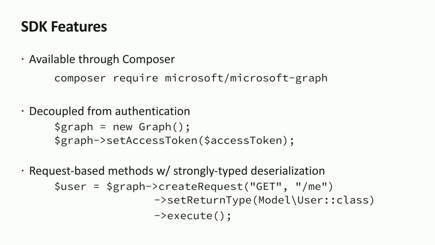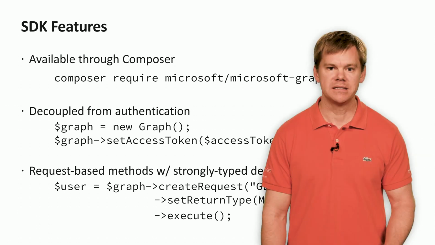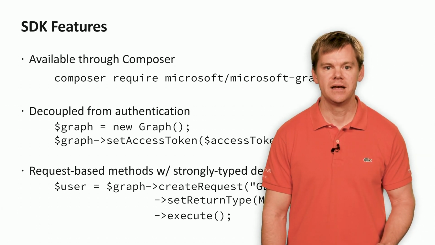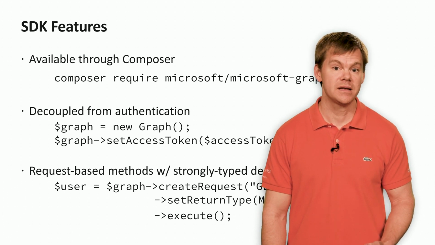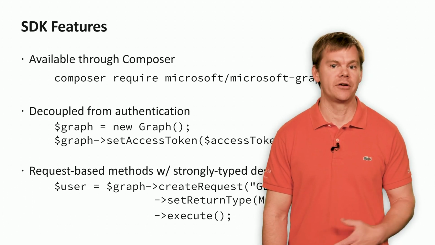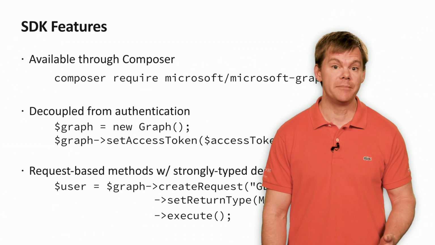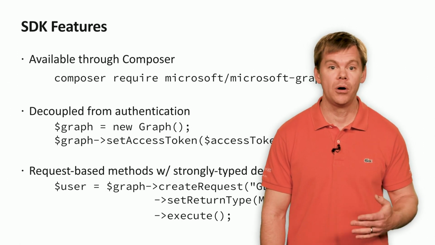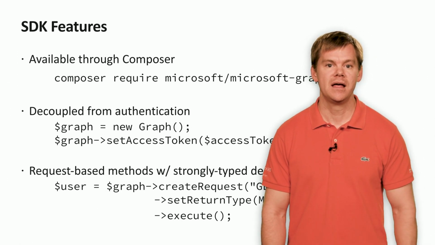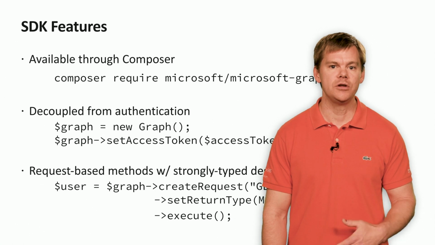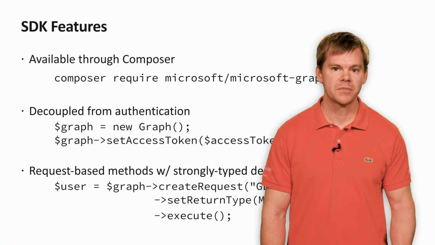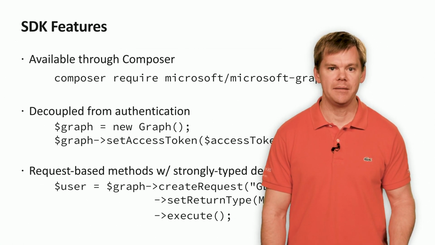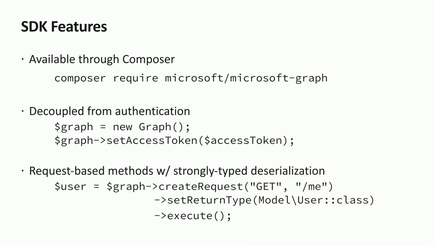The PHP SDK is request-based and it offers strongly typed classes. This simplifies REST calls and all the JSON that goes in and out of the graph. You start using it by creating a request using the desired HTTP action. So these are going to be things like a GET, a POST, a PUT, a PATCH. Then you'll specify the endpoint that you want to perform that action on. You can even designate your return type using the setReturnType method.